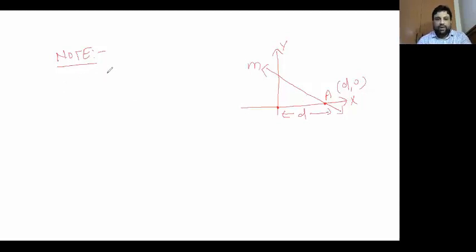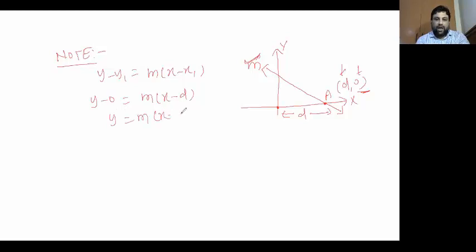So the same concept we can apply, because we know that this line is passing through the point d comma 0 and we have the slope also. So we can apply y minus y1 is equals to m times x minus x1. Here x1 is d and y1 is 0. So y minus 0 is equals to m times x minus d. So y is equals to m times x minus d.